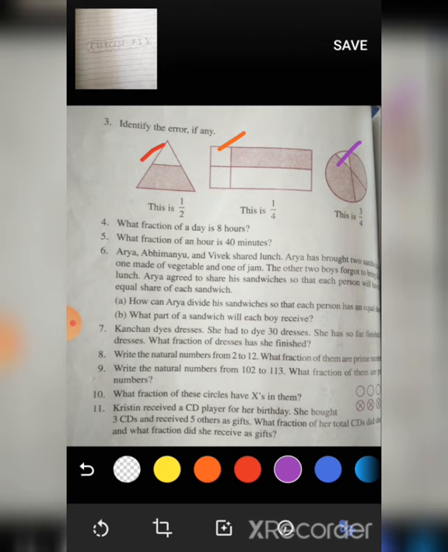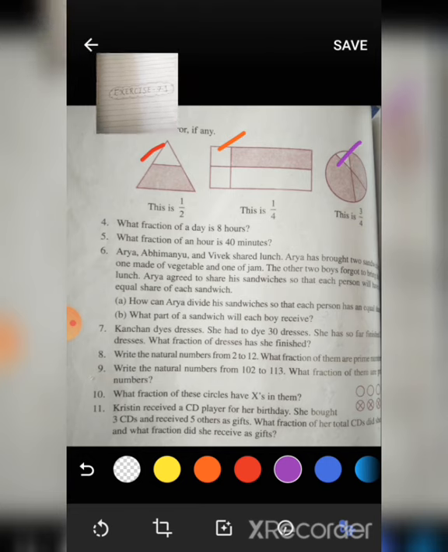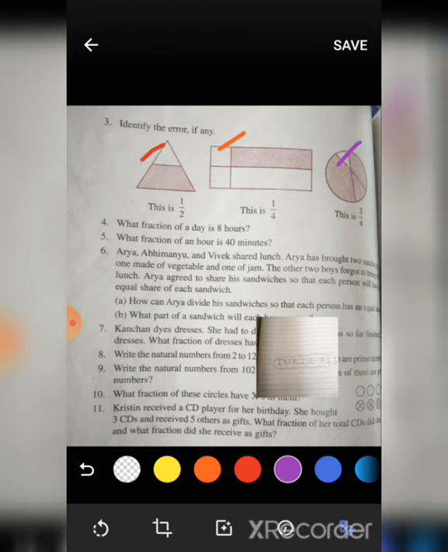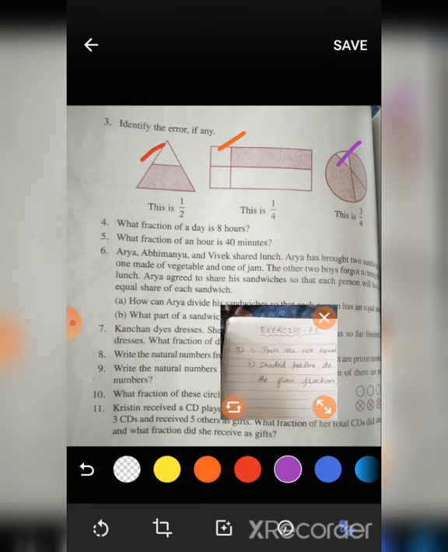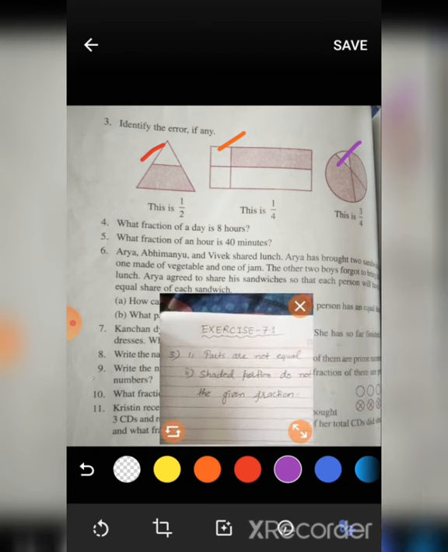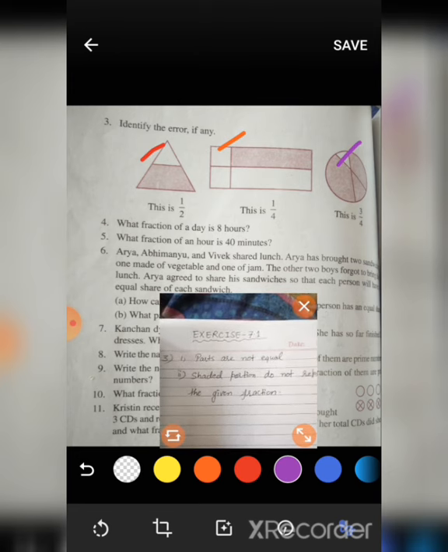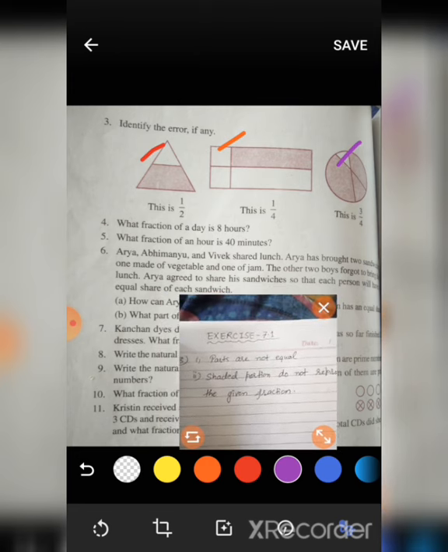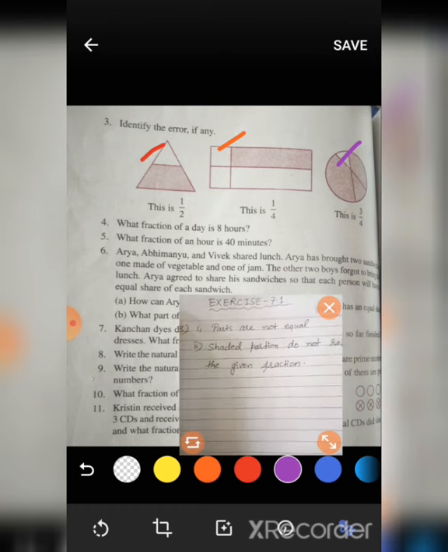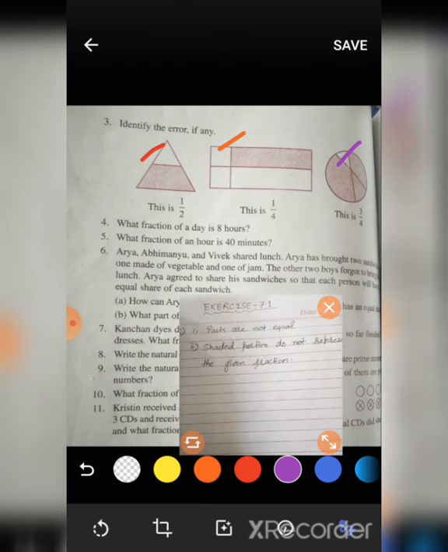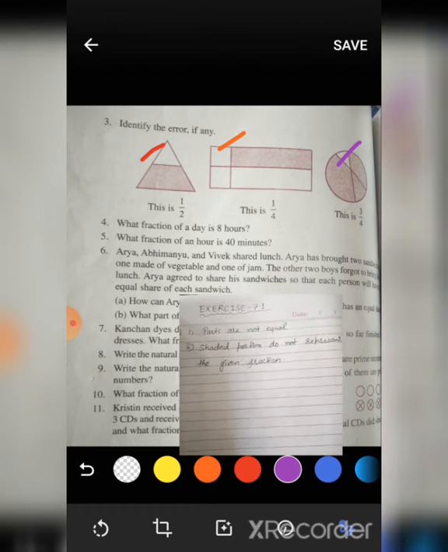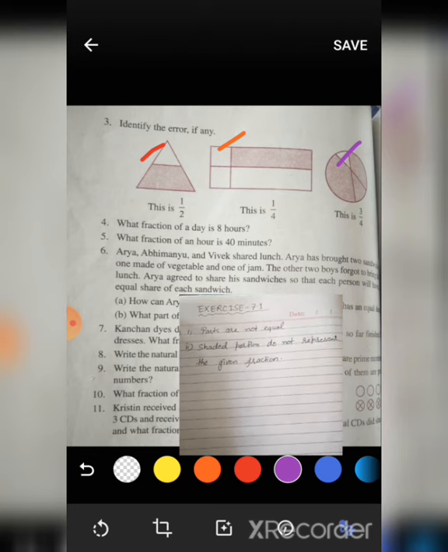But in the exam you don't have to write just wrong, right? The question is asking identify the error if any. So how will you solve it? You will write it like that. For answer 3, first you will give two reasons why this is not appropriate, why this is wrong. First you will write the parts are not equal. Second, you will write the shaded portion does not represent the given figure.